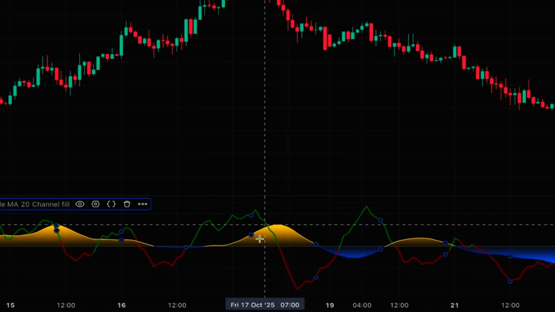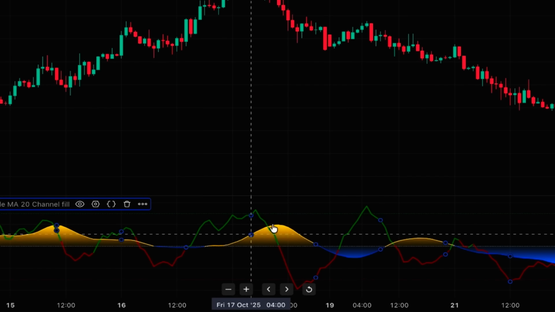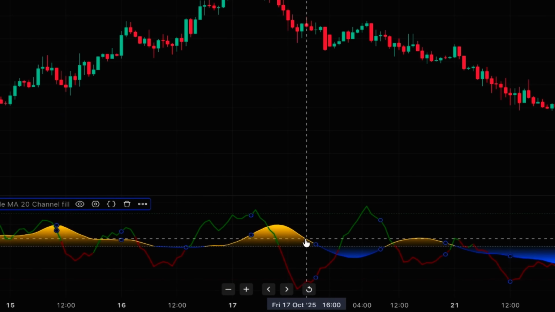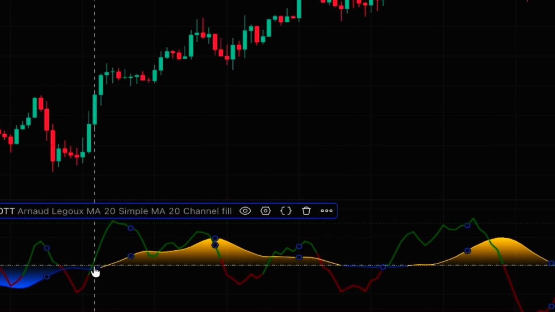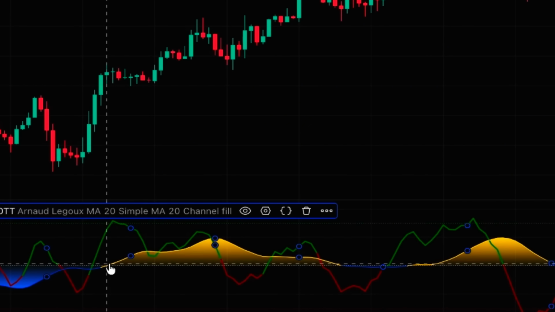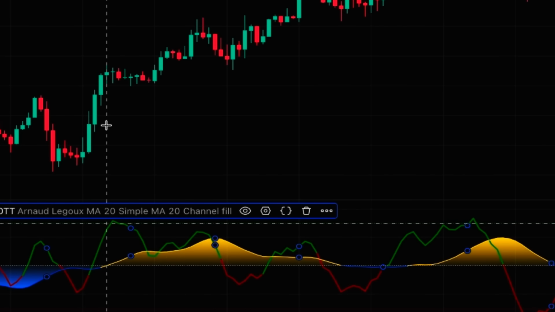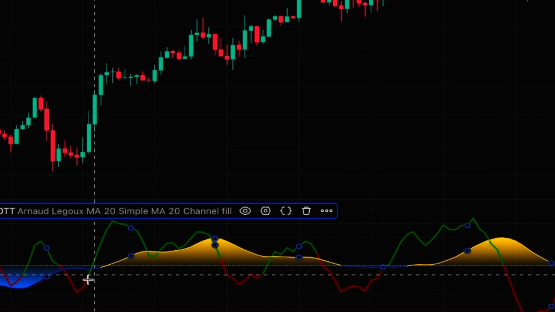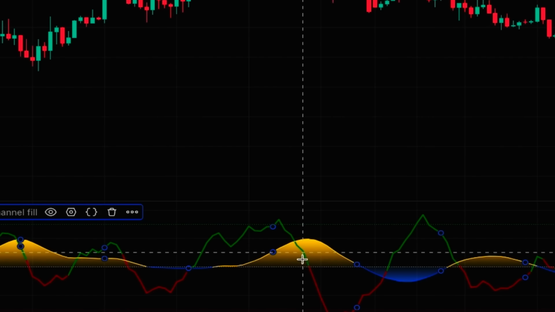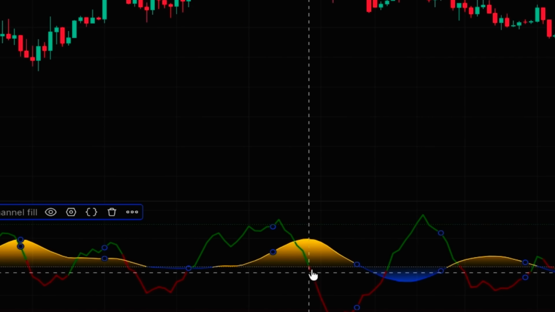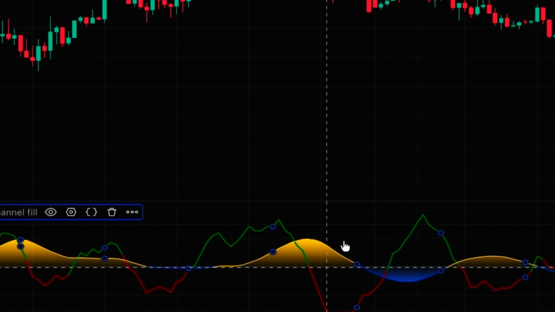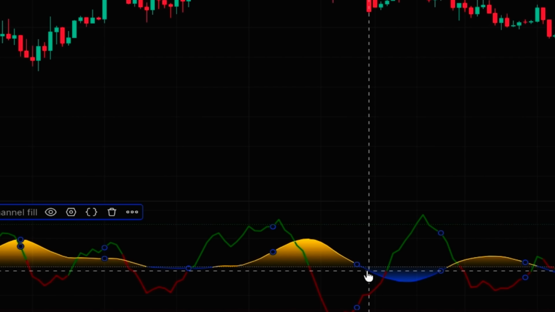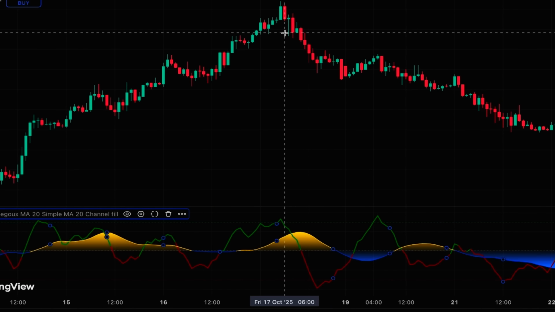So when we compare them, we can see that this line is smoother and gives later signals. For example, here you can see that SOTT line crossed above the center line and it became green, telling us that we have greater bullish strength in the market. But for this line, it crossed above the center line here a few candles later in comparison to SOTT line. Or here you can see that SOTT line crossed below the center line here and it became red, telling us that we have greater bearish strength in the market. But this line crossed below the center line at this point, which is much later in comparison to SOTT line.